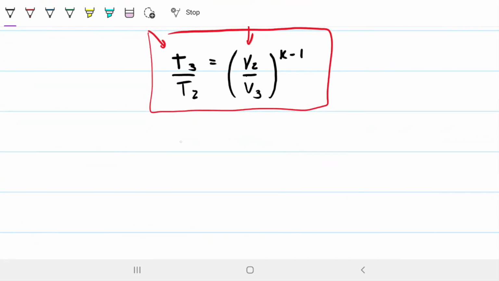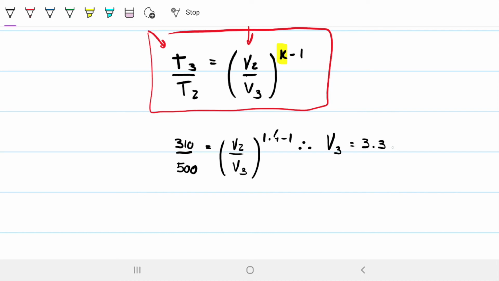The T3 we happen to know is 310 Kelvin, and T2 is 500 Kelvin, and that has to be equal to the ratio between my volumes. I don't know any of the volumes. I'm just looking for a relationship between them. And K, if it's at 300 Kelvin, like it said in the beginning, is just 1.4. So this is just 1.4 minus 1. Okay, so that gives me that my V3 is 3.3 times V2. This is what I'm looking for, a relationship between the two. I don't know V1, V2, or V3, but I know that V3 is about 3 times the volume of V2.